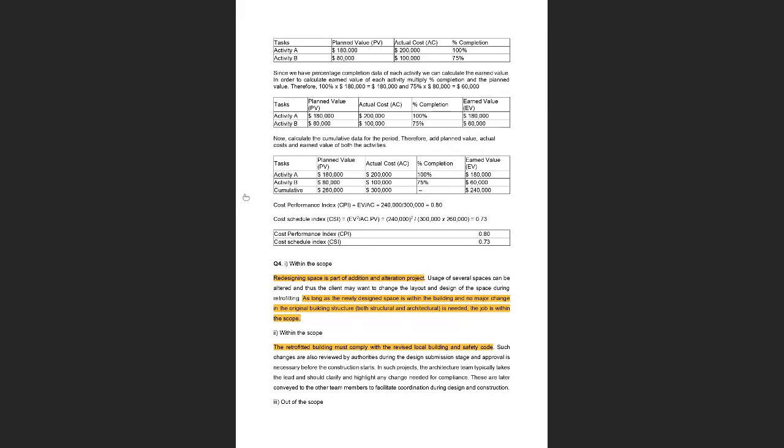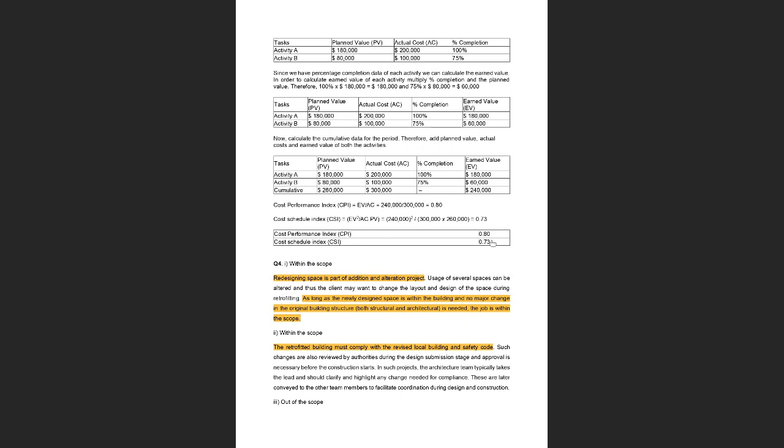And once you get these values, you are going to use them to find the CPI and the CSI. So CPI is just earned value divided by actual cost. So earned value over here divided by actual cost will give you 0.8. And CSI is earned value squared divided by actual cost into planned value. So this squared divided by actual cost into planned value. So this is 0.73, right?